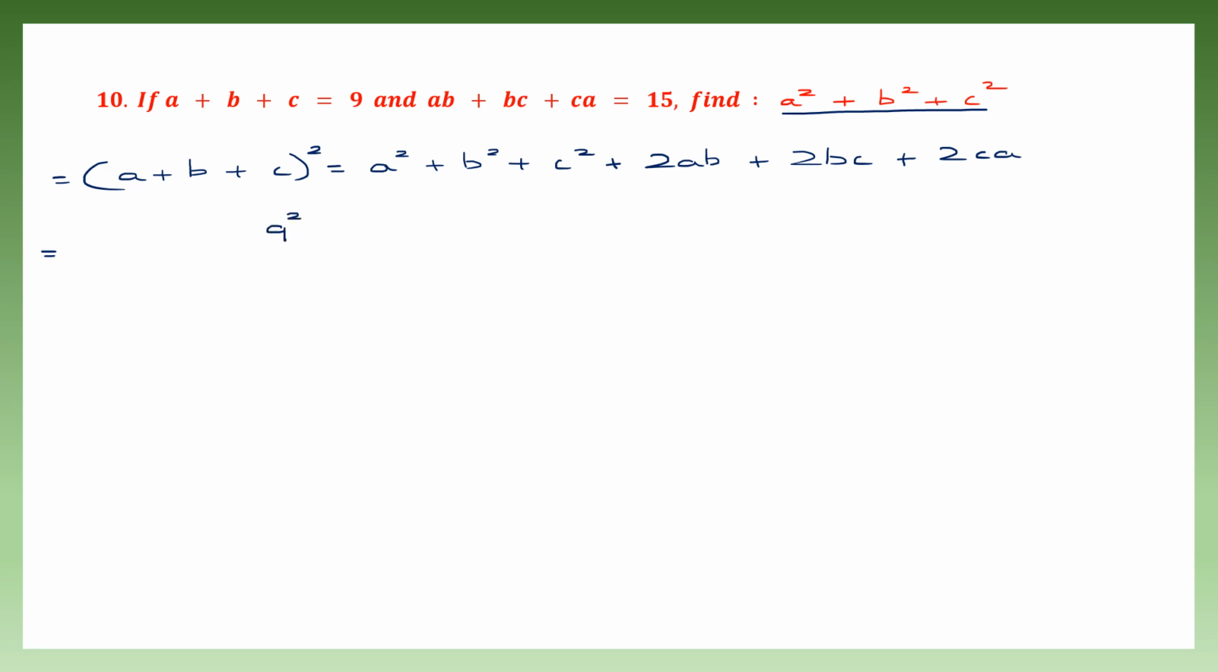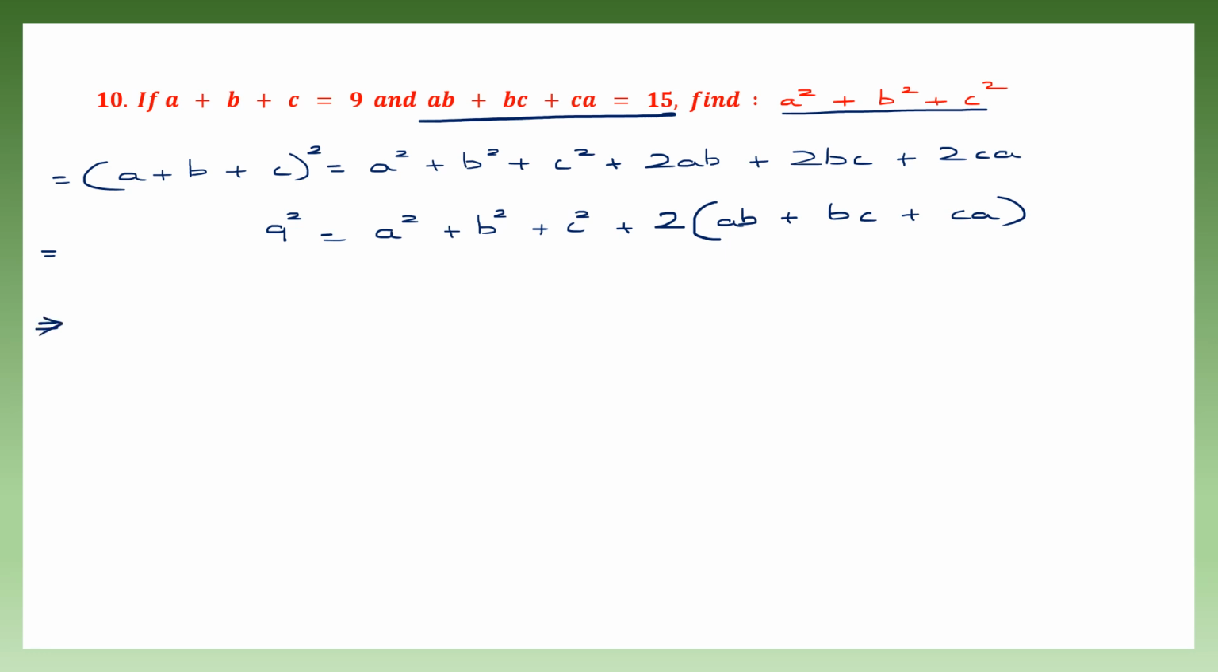So this will be 9 square is equal to a square plus b square plus c square plus. Now here you can see we have been given ab plus bc plus ca is 15. Whereas here it's given as 2ab plus 2bc plus 2ca, isn't it? Now if we have to get it in this format, we're going to remove the 2 and put the 2 here and make a bracket. So 2 is common to all three terms. So we are taking the common term out and writing the rest of it, that is ab plus bc plus ca. So 2 we have taken out.